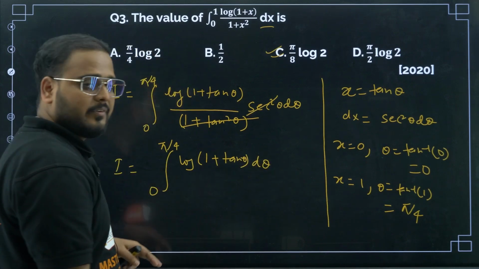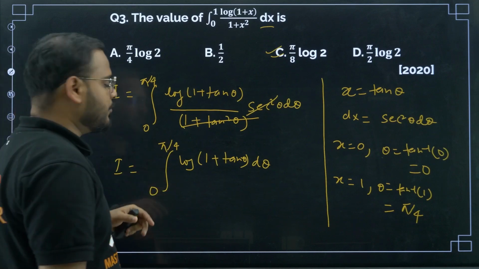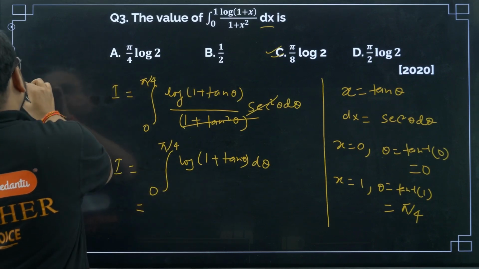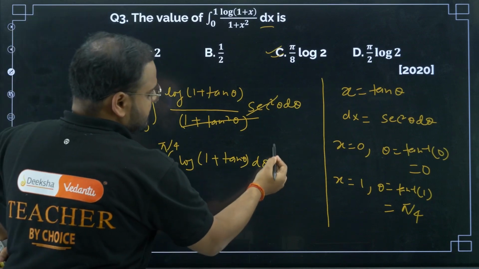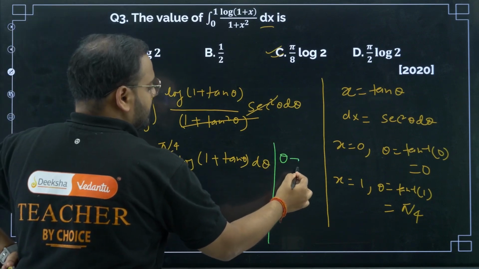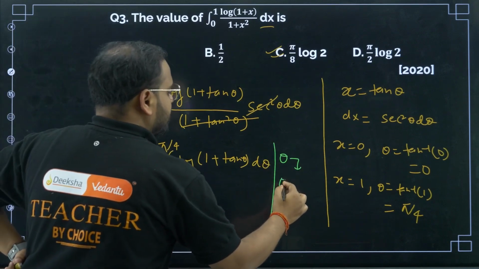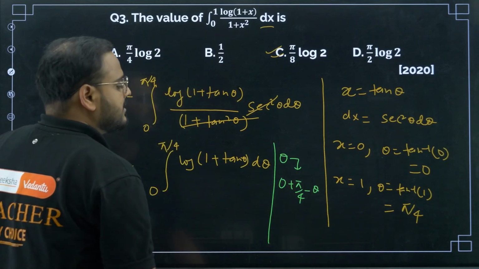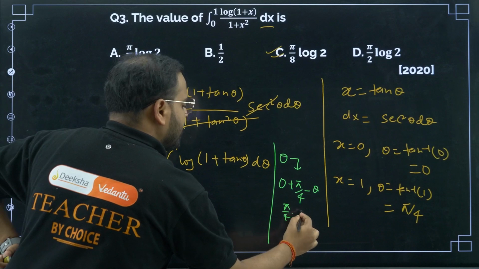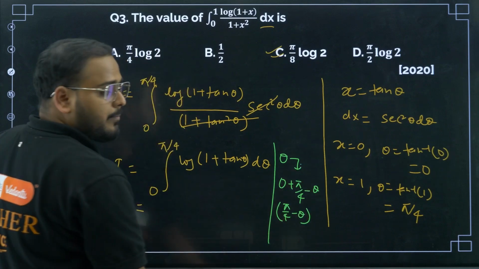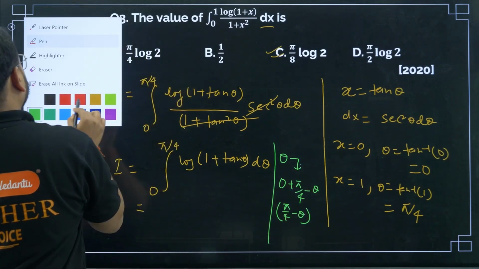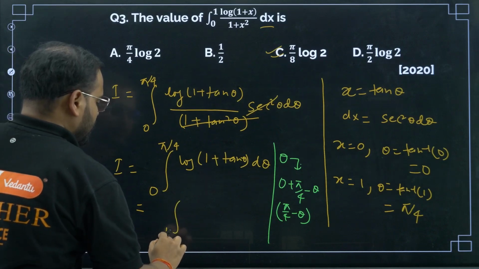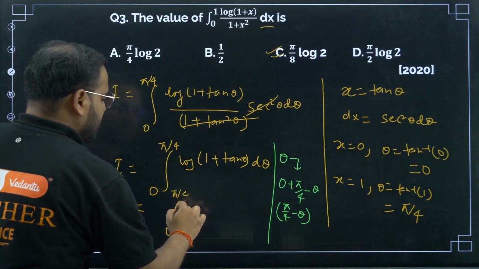Actually, we know one more property of definite integrals. We can add the limits, the same thing we used in the previous question. I can replace theta with 0 plus pi by 4, the sum of the limits, minus theta. How much is that? Simply pi by 4 minus theta. So in place of theta, I can write pi by 4 minus theta. This will become the integral from 0 to pi by 4. The limits will not change.